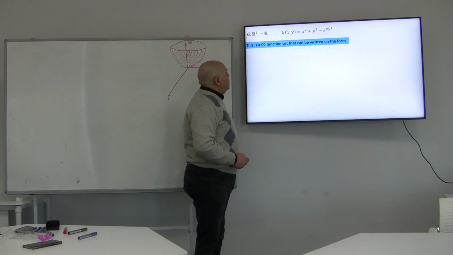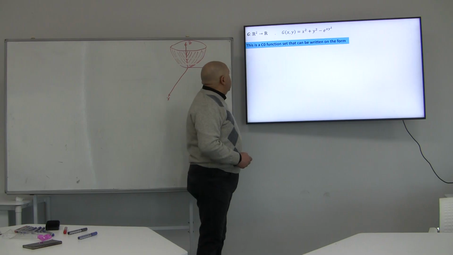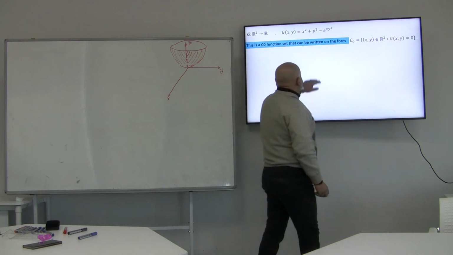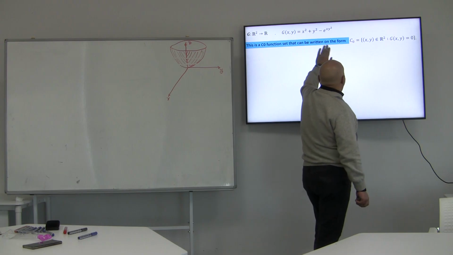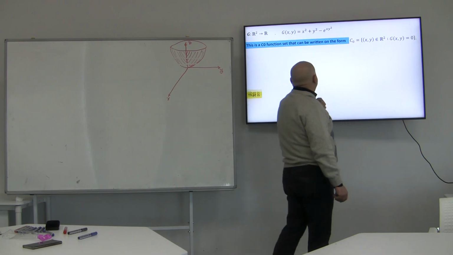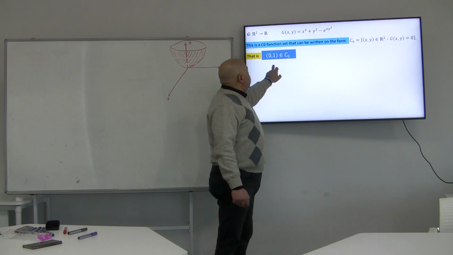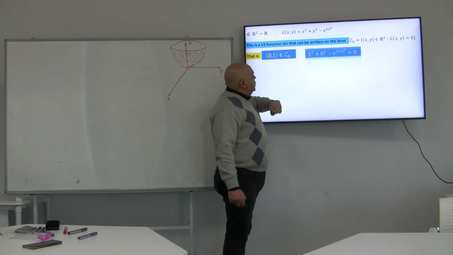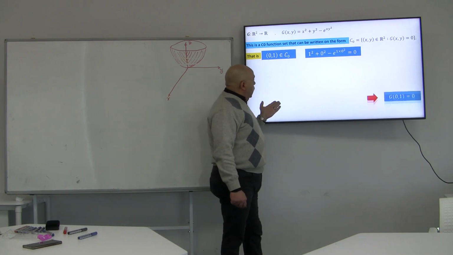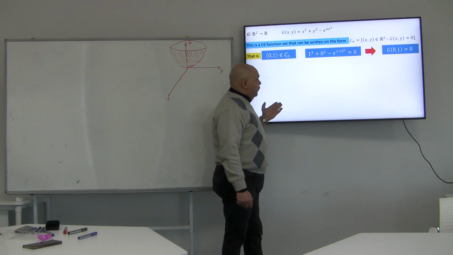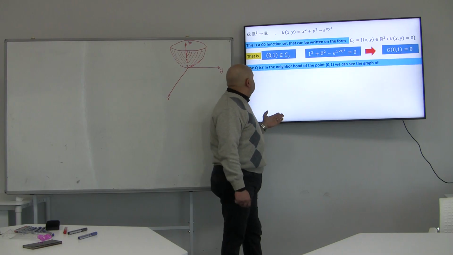So even if we treat it, as I told you, as a whole function, the same results will hold. This is for g of x, y equal to x squared plus y squared minus e to the power of x y squared. So this is a C1 function that can be written in this form. This is a g function from R2, and it can be written equal to 0. So getting the point 0 and 1 and making the substitution gives 0, as I told you. So the function at 0 and 1 is equal to 0.